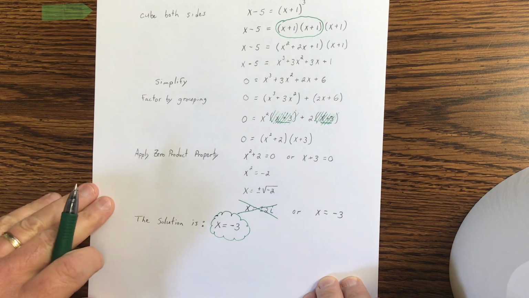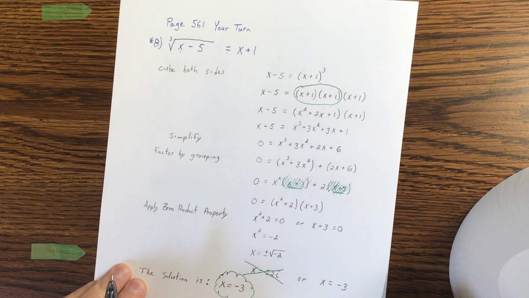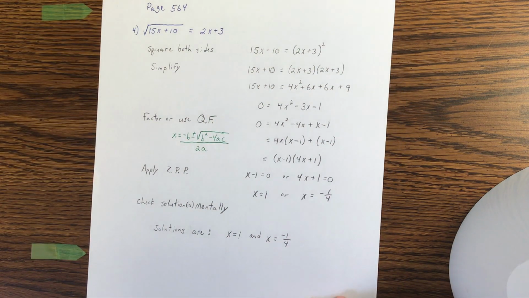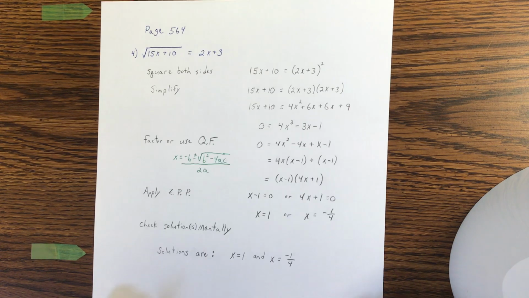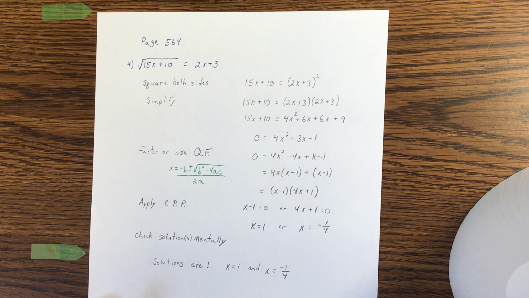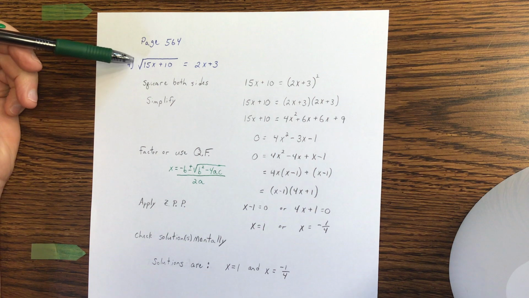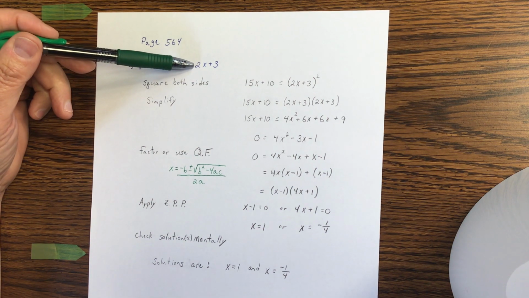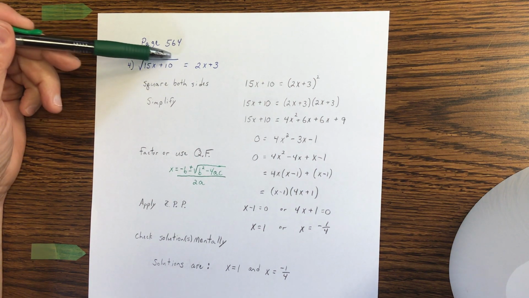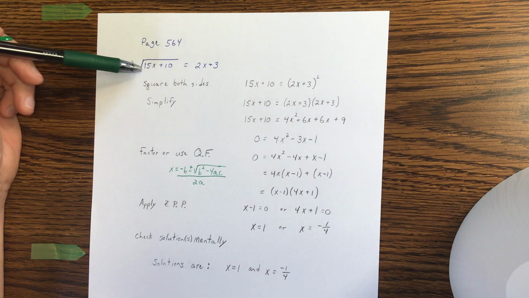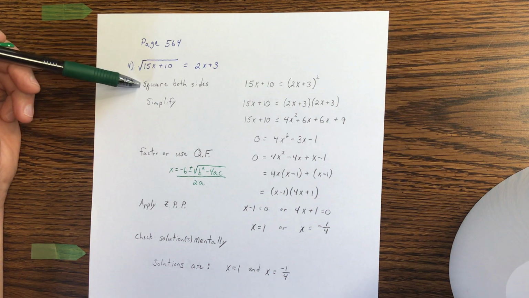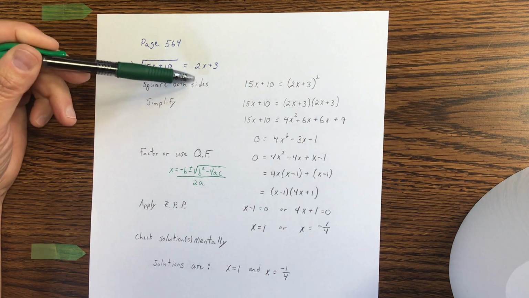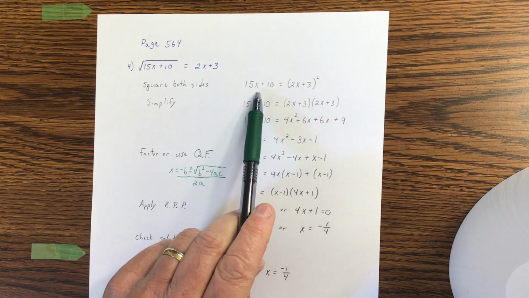So that is page 561 of your turn. Let's go to page 564 and work out number 4. Here we have the square root of 15x plus 10 equals 2x plus 3. We don't have to isolate a radical, since we already have a radical isolated. So again, to get rid of a square root, we have to square it. If we square the left side, we square the right side. That's what we did here.